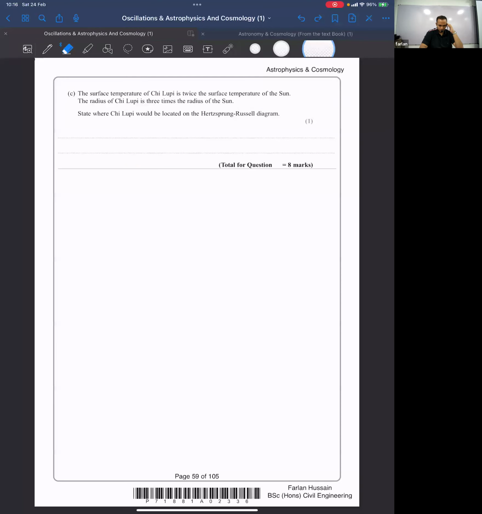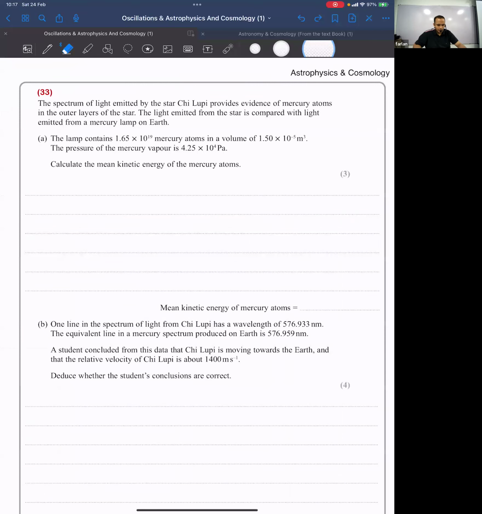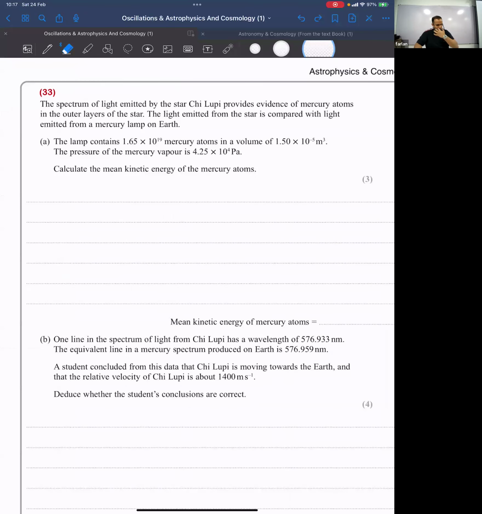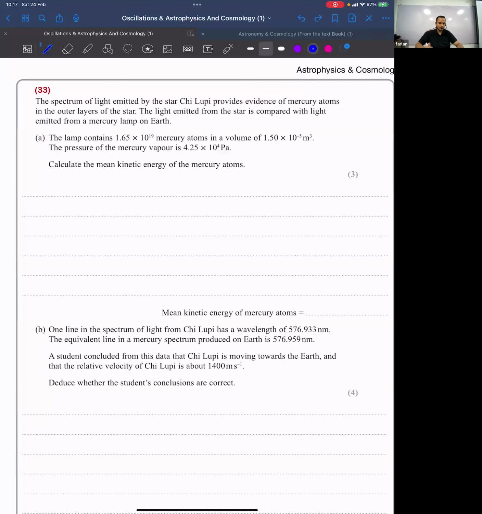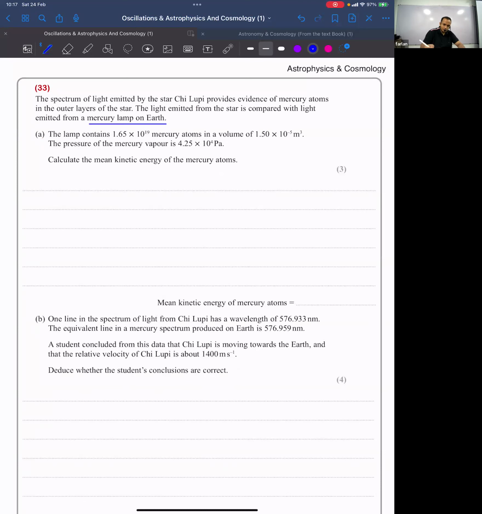Right. The spectrum of light emitted by the star provides evidence of mercury atoms in the outer layers of the star. There are mercury atoms in the outer layer. The light emitted from the star is compared with the light emitted from a mercury lamp on Earth. What is emitted from the mercury lamp on Earth and what is emitted from the star is compared.